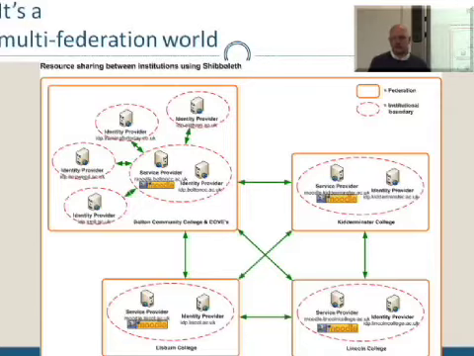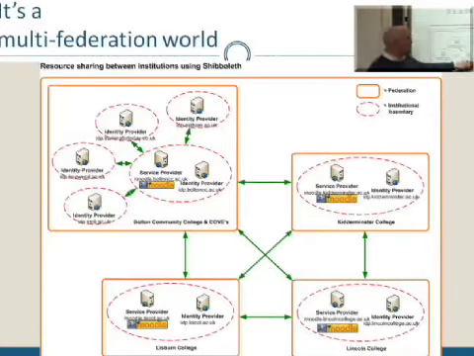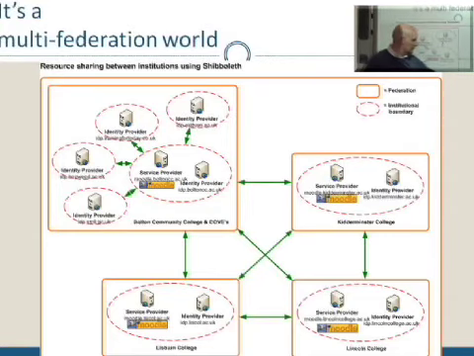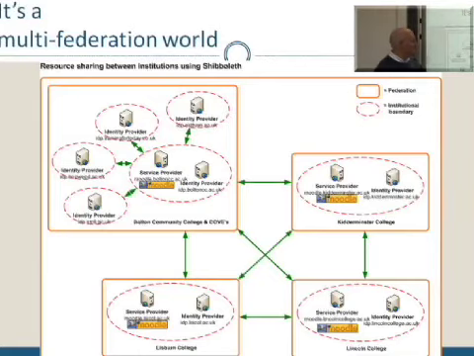And it is a multi-federation world, as we can see from this slide. Here we have Bolton Community College. We've got Kidderminster College, which also provides into this federation. They've got a service provider and an identity provider. Down here we've got Lincoln College with the same setup, with an SP and an IDP, and Lisbon College, and this all works in one federation in itself, and you can actually link these together.